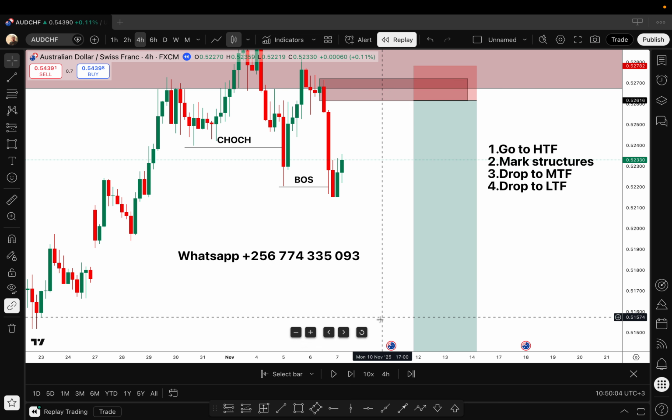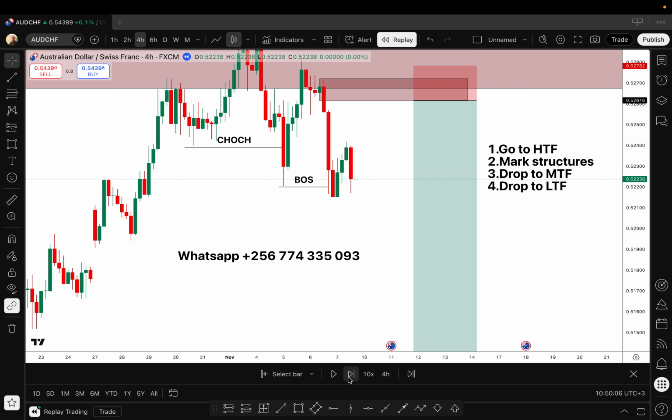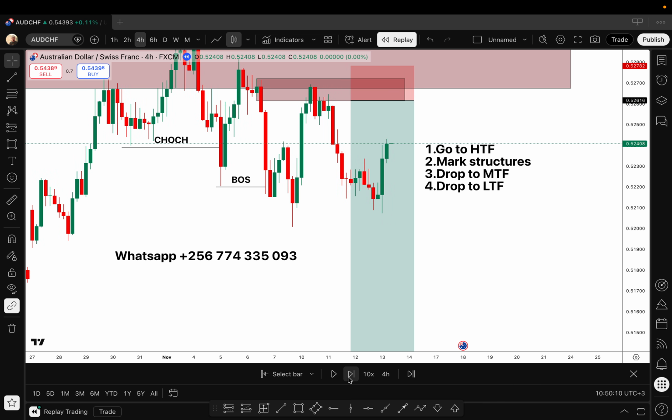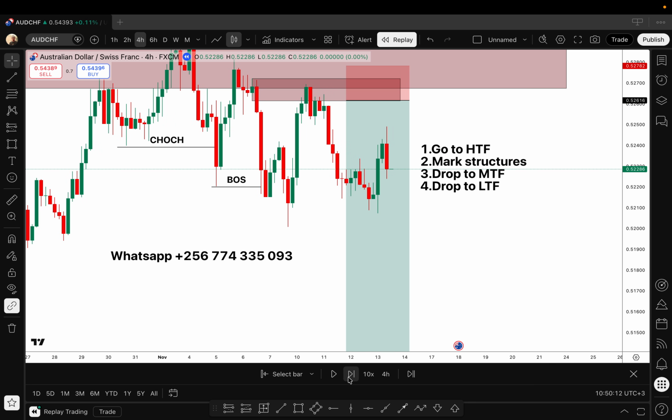Okay, enough of the ranting. Let me finish the trade. So just wait for price to come back into your zone, and then it is going to drop to your take profits.